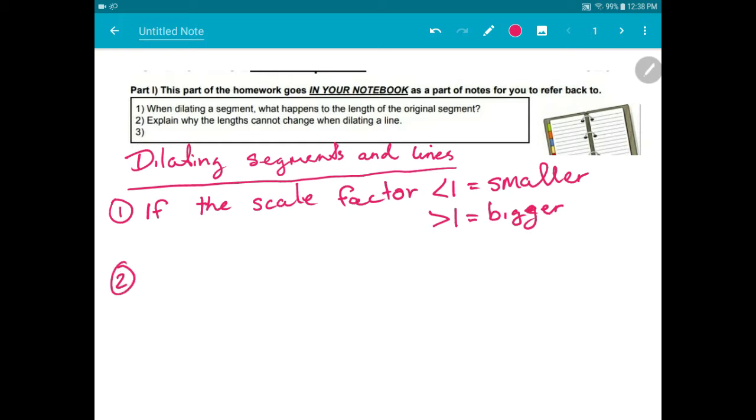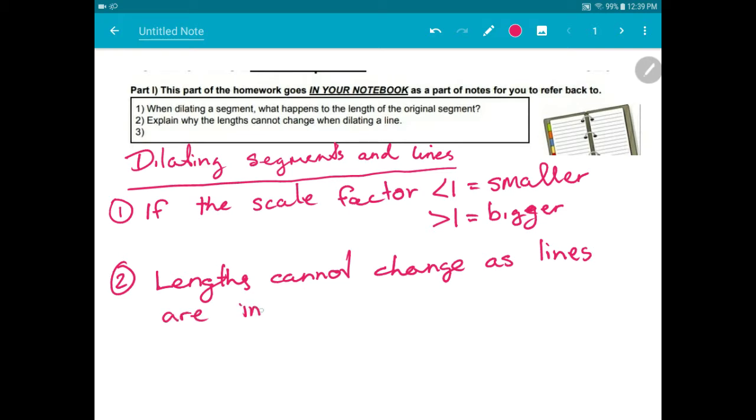Alright, our second thing here: explain why lengths cannot change when dilating a line. Lengths cannot change as lines are infinite. So we put the arrows at the end of it. Lines are infinite in length.